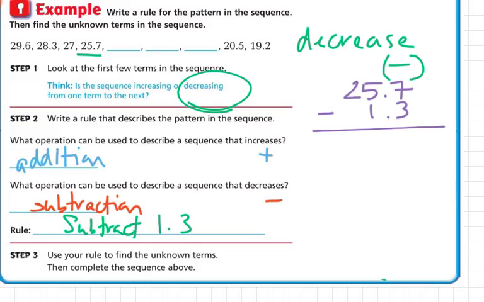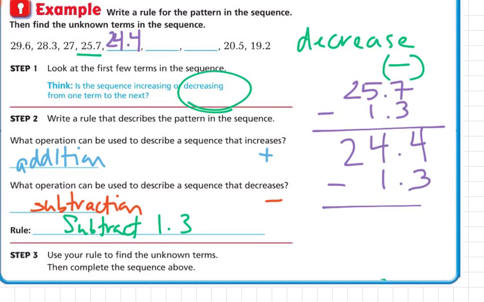So if we have 7 minus 3, boys and girls, 7 minus 3 is 4, 5 minus 1 is 4, and we bring down the 2. So we know the next number in the sequence is 24 and 4/10. Again, we're going to subtract our rule from it. 4 minus 3 is 1. 4 minus 1 is 3. 2 minus nothing is 2. The next number in the sequence is 23 and 1/10.